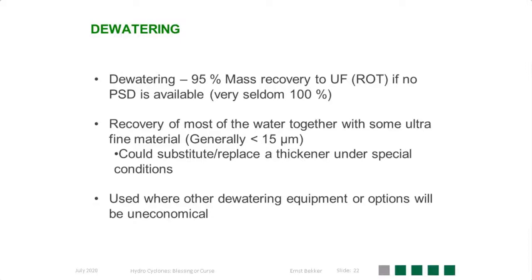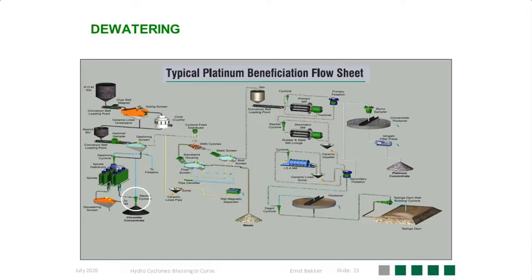Dewatering cyclones are also sometimes used where other dewatering equipment is not economical. Then the hydrocyclone becomes a possibility, as long as you understand the limitations. On this flow sheet, the dewatering cyclone is shown again with the white circle at the bottom left hand corner of this flow sheet, where material coming from the spiral is being dewatered and discharged then on a pad.